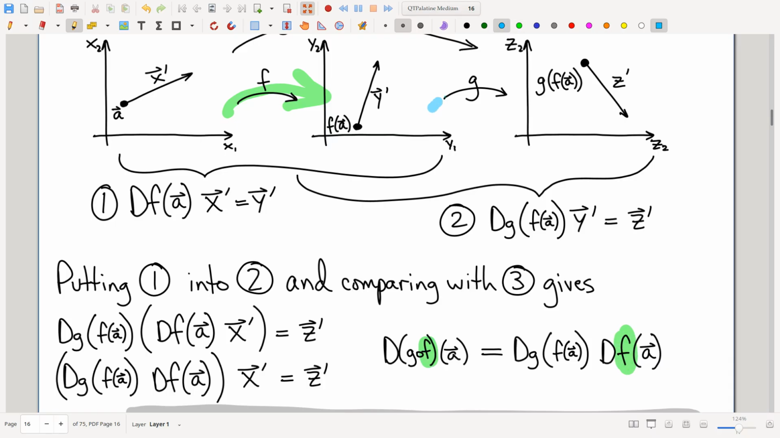G, which is on the right in the diagram, is on the left in the composition, and its derivative is on the left in the chain rule. So it's easy to get these backwards. The only solution to this is heads up, right? Try not to think in terms of left and right. Try to think in terms of first and last, right?